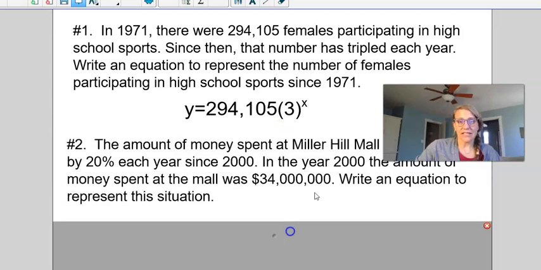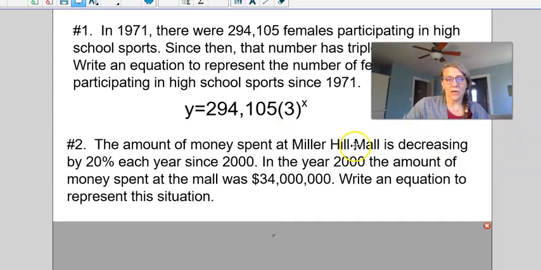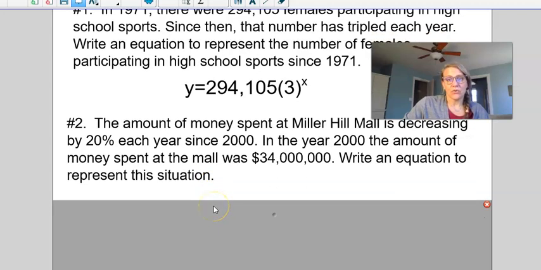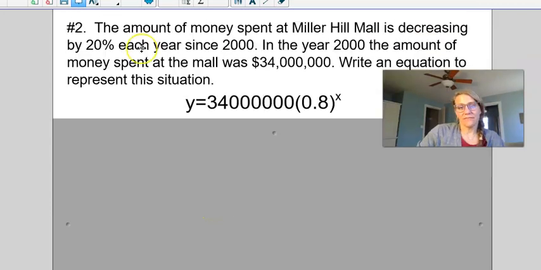All right, let's look at the next situation. Go ahead and read that and be ready to write the equation for that. The equation you should have written for this situation is 34 million, because that's our starting value, times 0.8 to the power of x. Is it decreasing by 20%? So that means 80% of it is staying. So our multiplier is 0.8.